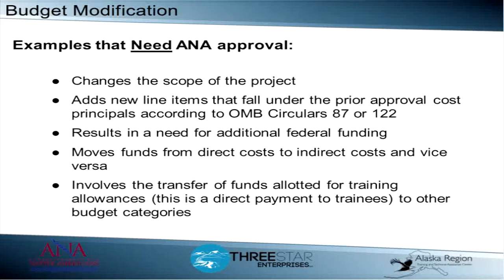Transfer of funds allotted for training. So you're transferring the funds for training allowances to other budget categories. An example of this would be a grant-funded training for young parents, which provides travel stipends, was canceled and you were unable to reschedule your training, and now you want to use those leftover funds to purchase some additional supplies. These would all be examples of things that you need to contact your project specialist about and go through the modifications to get a budget mod completed.